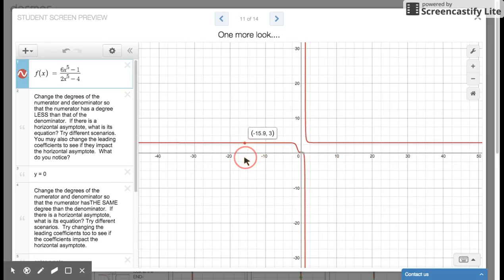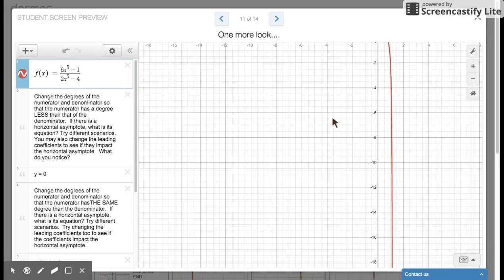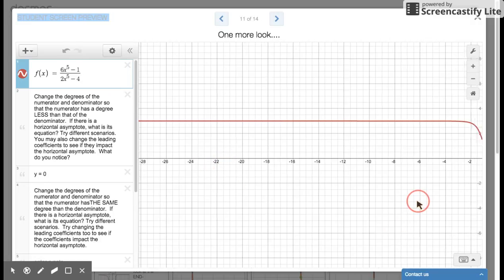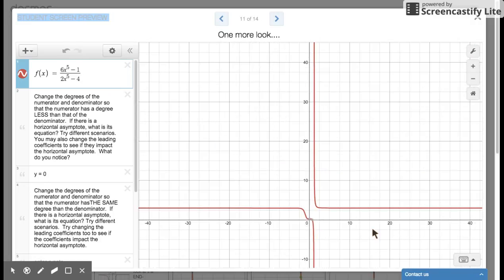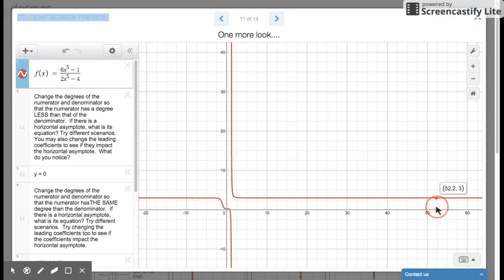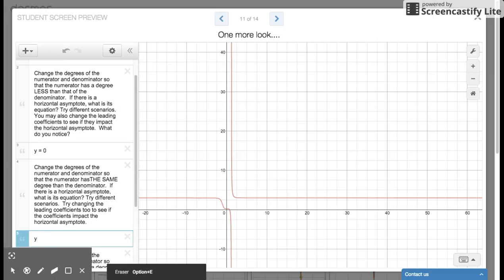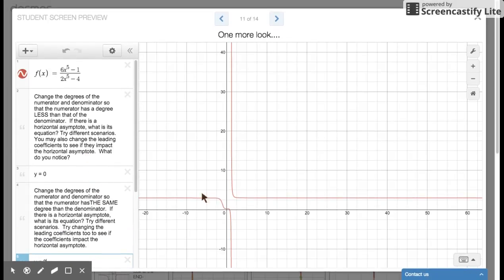So let's take a look at what this number is. If you look at the y value, it stays at 3. Actually, the graph is getting closer and closer to 3 as we go farther and farther to the left. And it does the same thing as we go farther and farther to the right. So in this case, the horizontal asymptote is at y equals 3.